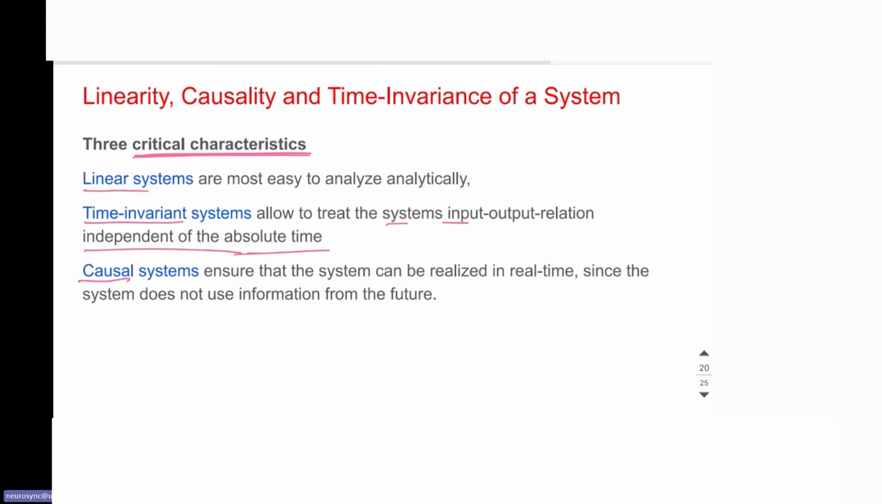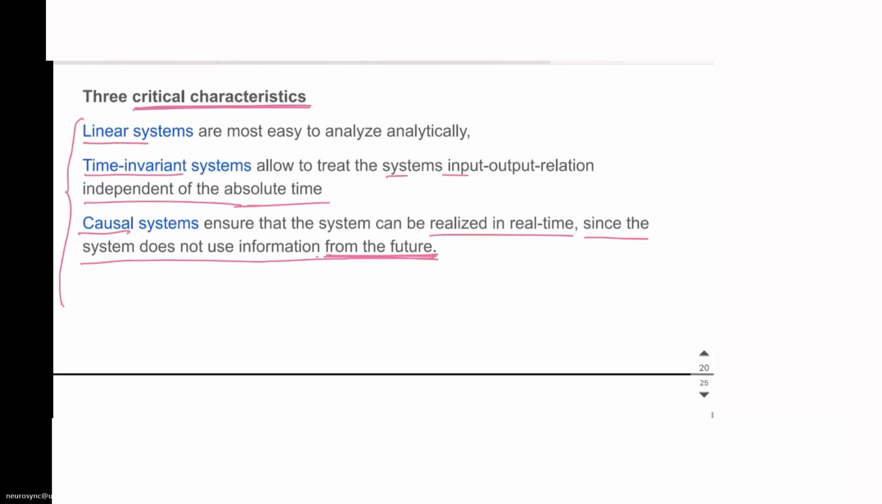Okay. And causal systems ensure that the system can be realized in real time since the system does not use information from the future. If any system does not use any information from the future, then we say that particular system is a causal system. So these are the very critical characteristics of any system.